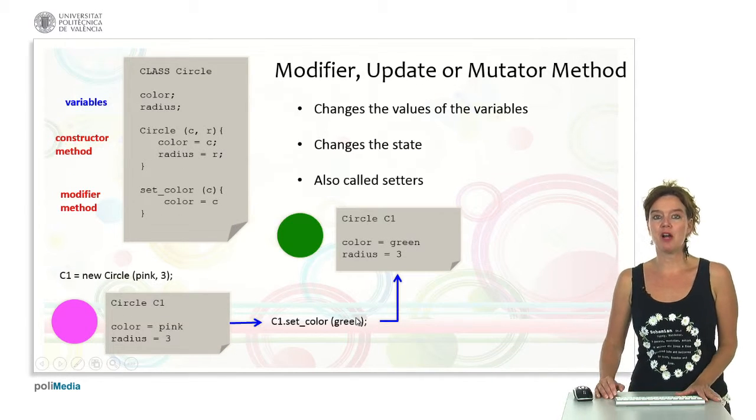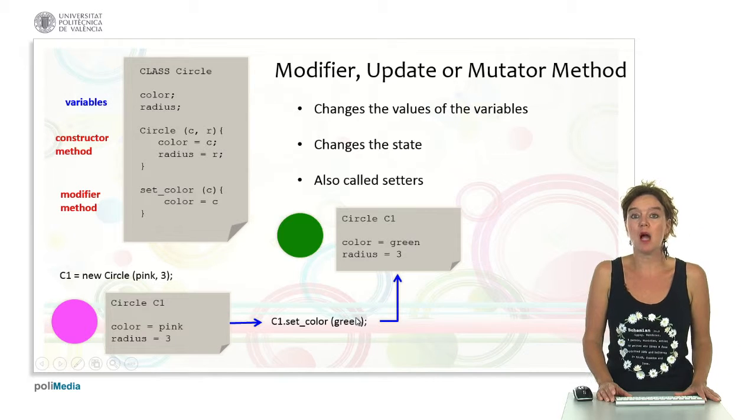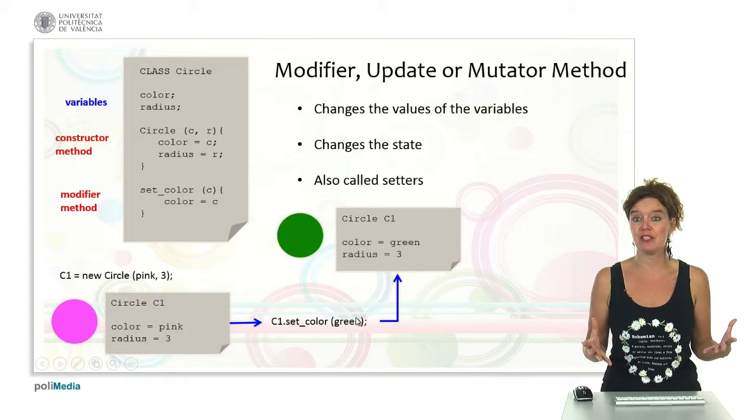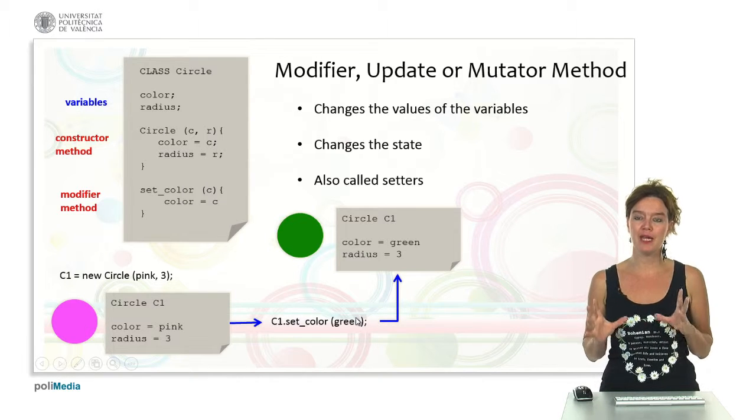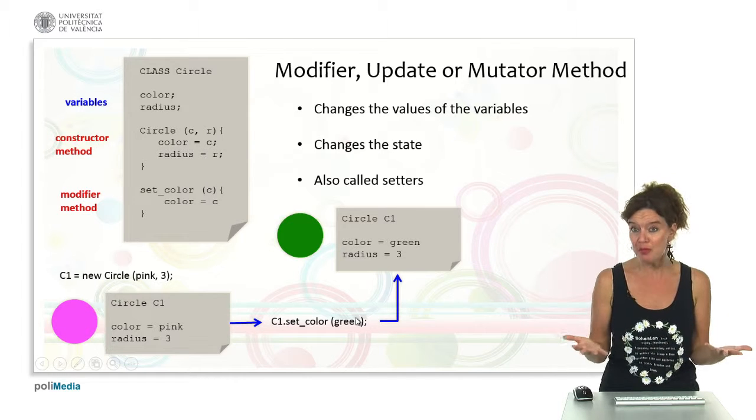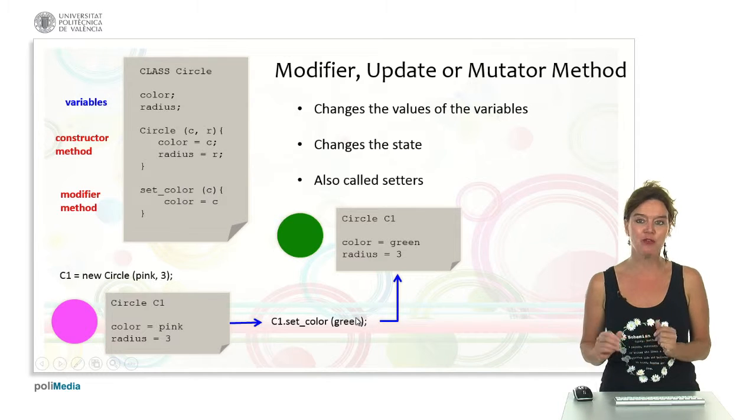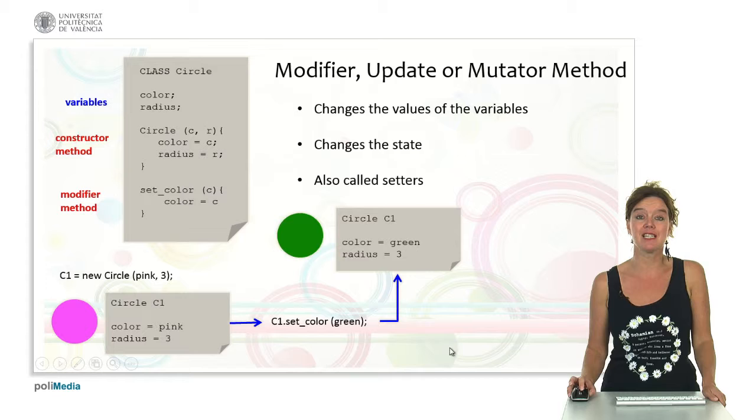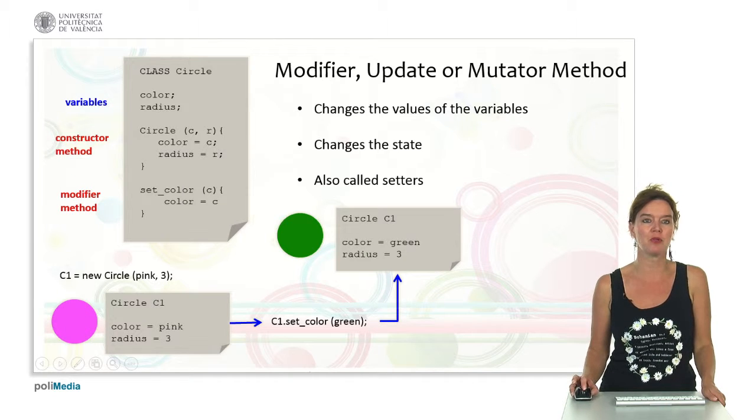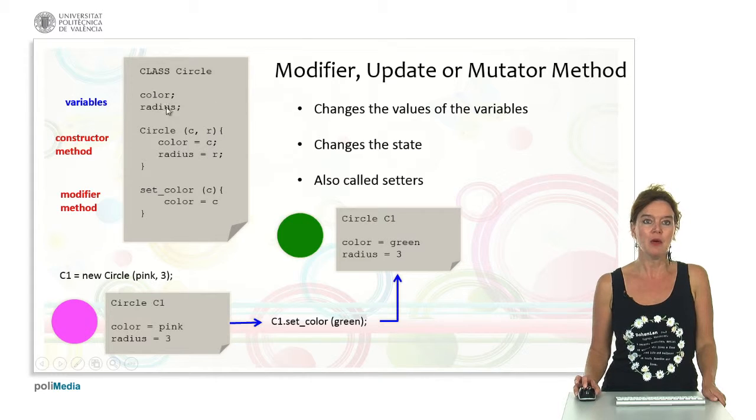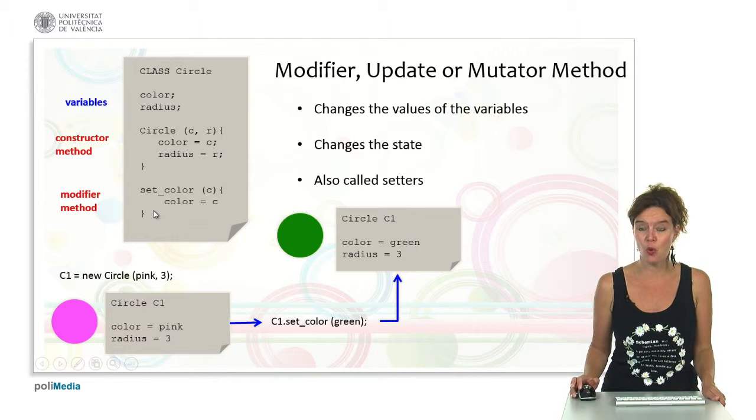So another type of methods are modifier methods, also called update methods or mutator methods or setters. Because what these methods do is change or set or update the values of the variables in an object. So they actually change the state of an object. Here we've already seen some of these methods in the previous examples. So here we see our class Circle again with the variables, with the constructor method that we've just seen, and here you see an example of a modifier method. setColor. It changes or sets a different color for an object.